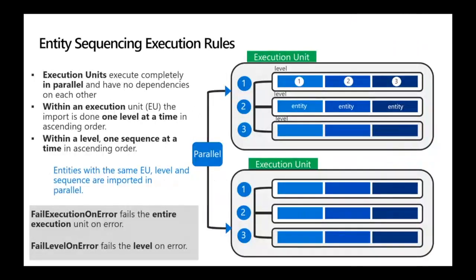If you're looking into sequencing, there are actually three levels. We have the execution unit, which is the highest level. If data is in a different execution unit, there can be no dependencies, so execution units will always be executed in parallel. Within the execution unit, the next step is levels. If we have level 1, level 2, level 3, it means that we first will do everything within level 1 before we start executing level 2. So the levels will really be executed in sequence.